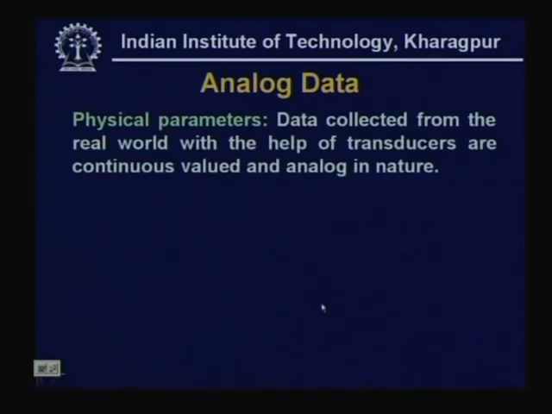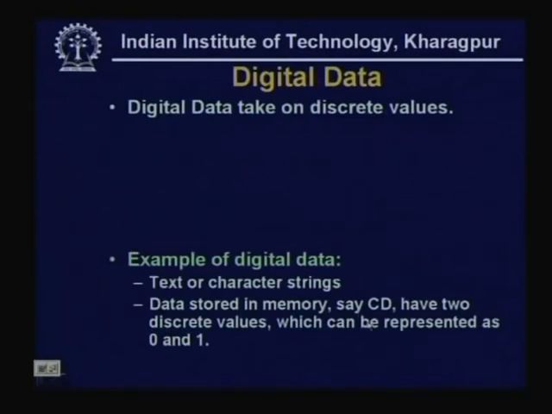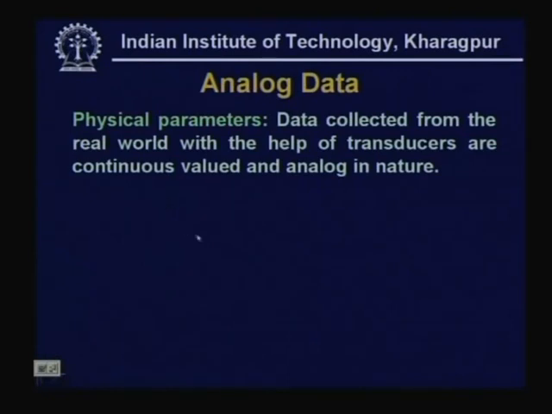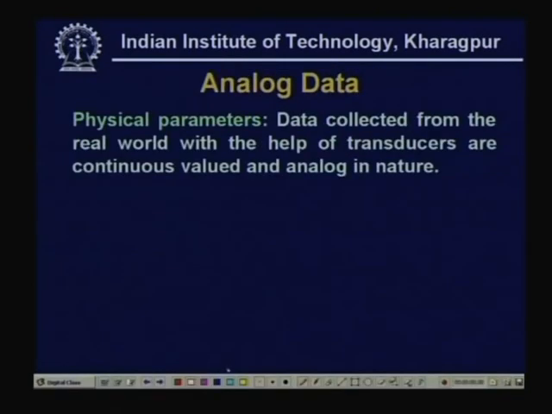Now, let us consider the third type of analog data, that is physical parameters. Physical parameters are essentially various parameters that we encounter in the environment. The world that we belong to is in the analog domain. That means all the physical parameters are analog in nature, for example, temperature, pressure. These analog parameters are usually converted to electrical form with the help of transducers.